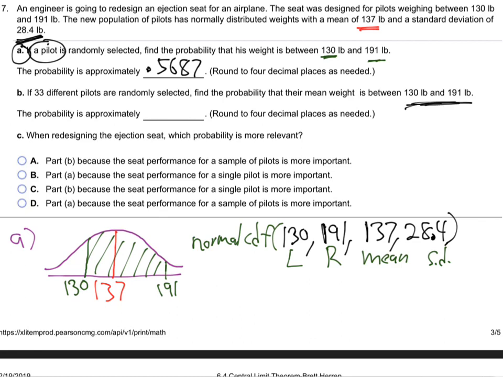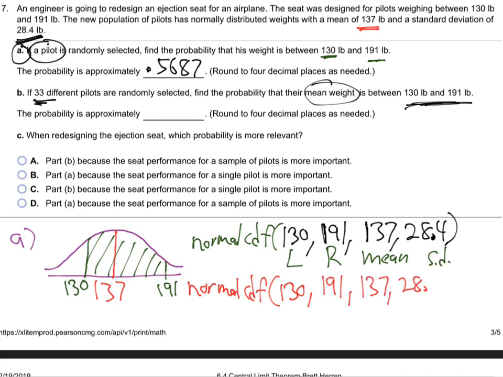Okay, and now on part B, I think, yeah, same 130 to 191. The only thing they're changing is now it's 33 pilots, and we want the mean weight, the average of 33. So you just divide by the square root: 28.4 divided by the square root of 33. Everything else is the same. Normal CDF, 130, 191, the mean is 137, and then 28.4 divided by the square root of 33.